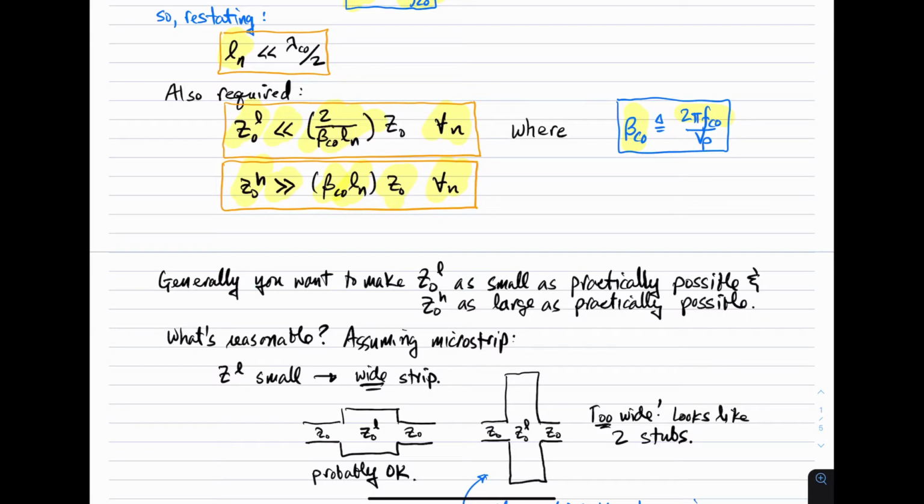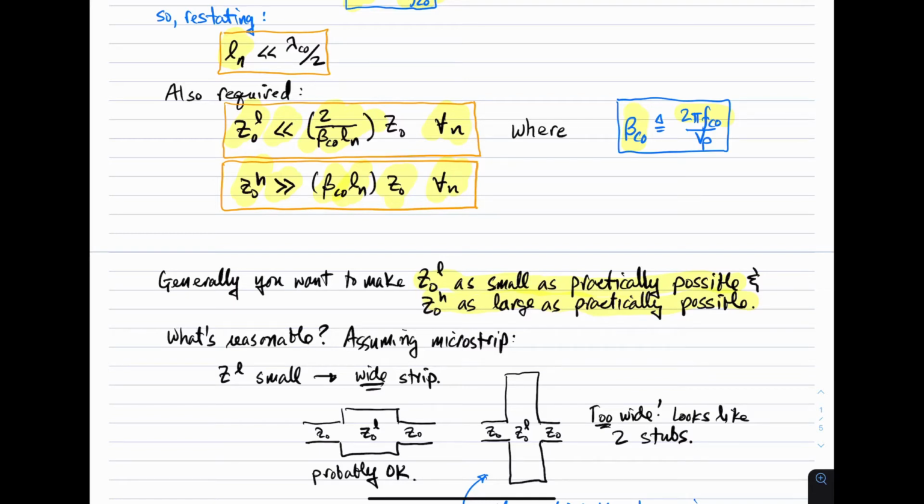So basically, 3 requirements we have to meet. Each segment has to be electrically short, and also the 2 values that we choose to alternate between in the scheme have to be sufficiently low and sufficiently high, respectively. Now, those requirements don't tell you how to select Z0L and Z0H. So how do you choose them? Well, generally, you want to make Z0L as small as practically possible, because that will help you meet this requirement. And similarly, you want to make Z0H as large as practically possible, again, because it will help you meet this requirement. But the question is, what's reasonable?